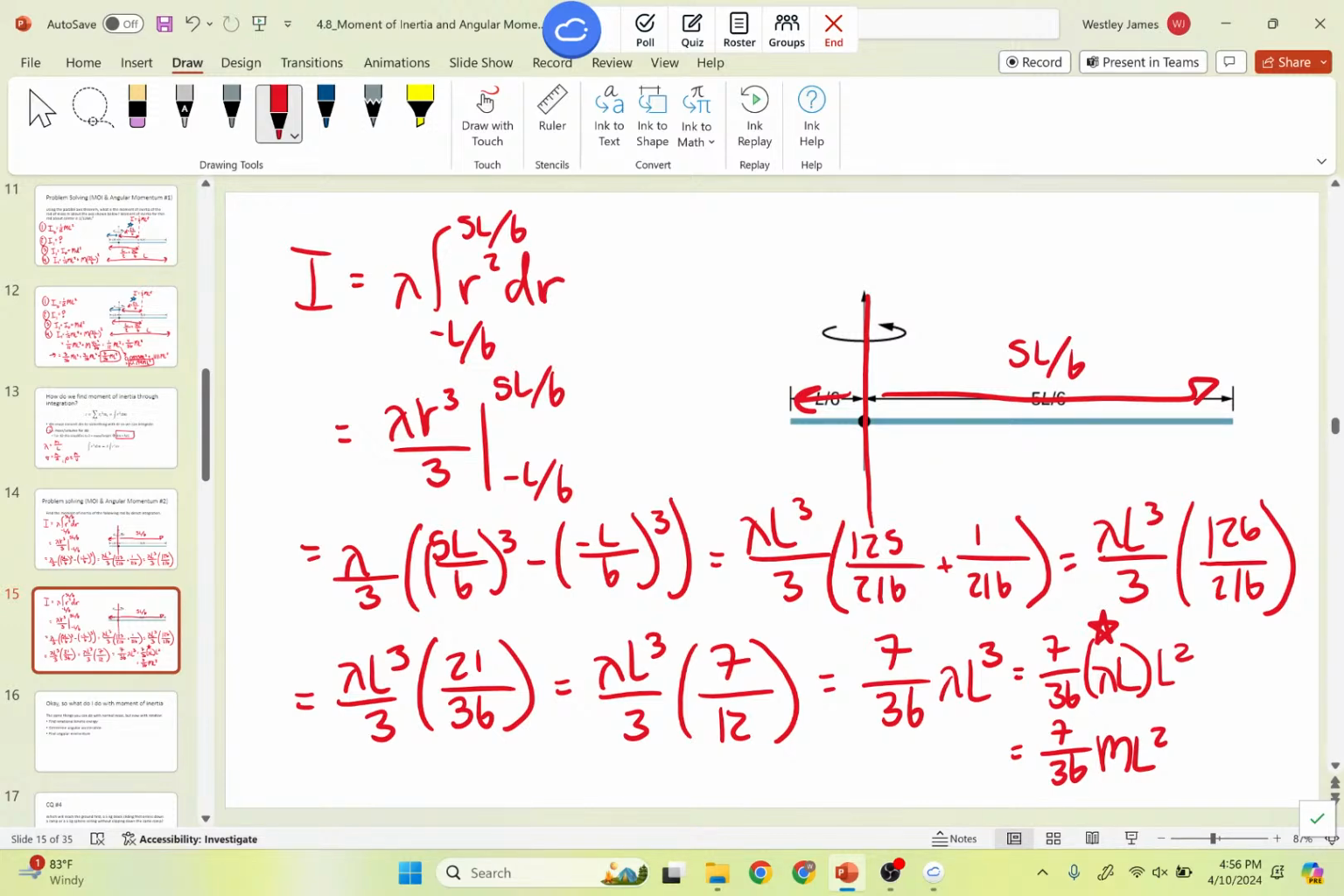Yeah, that's a good question. So that last step, I pulled out lambda times L, that is mass. Lambda, the linear density, times length is the total mass. So, it looked like a lot of steps. This is a nice window into your future, when you all get to later engineering courses.